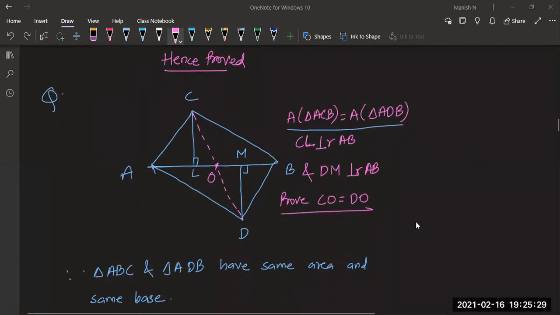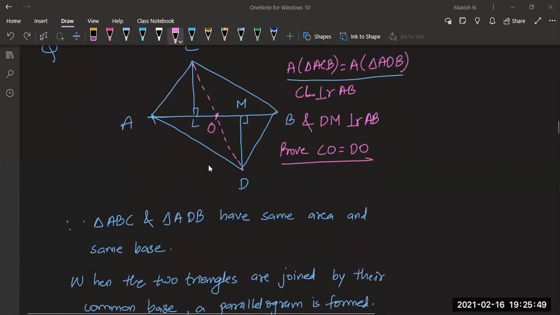So triangles ABC and ADB have same area and same base. The base is AB. And why do they have the same area? Because it is given in the question, right?